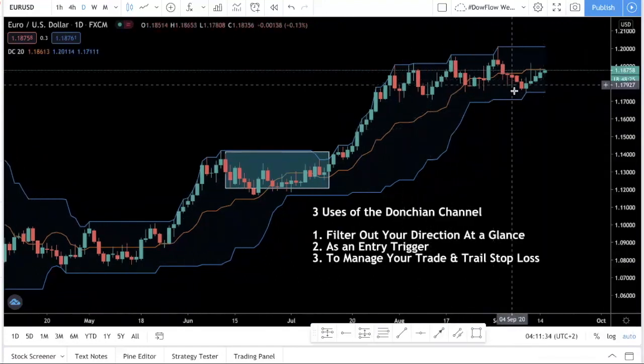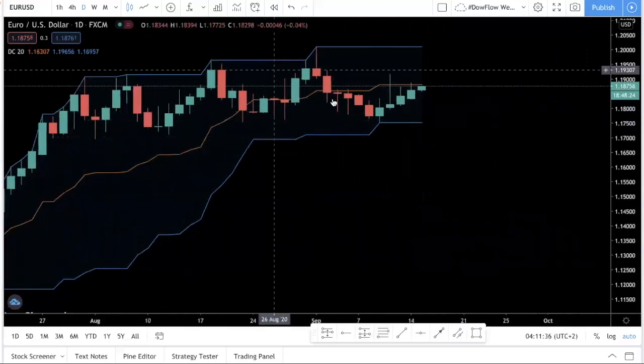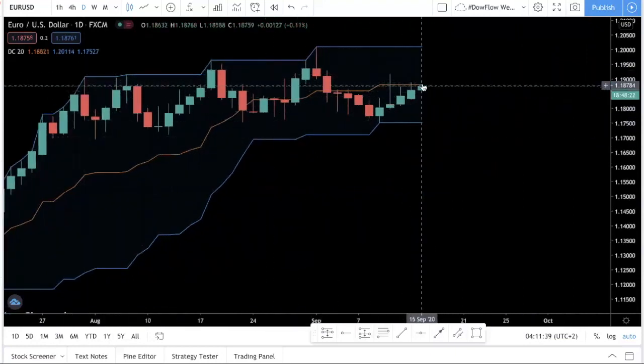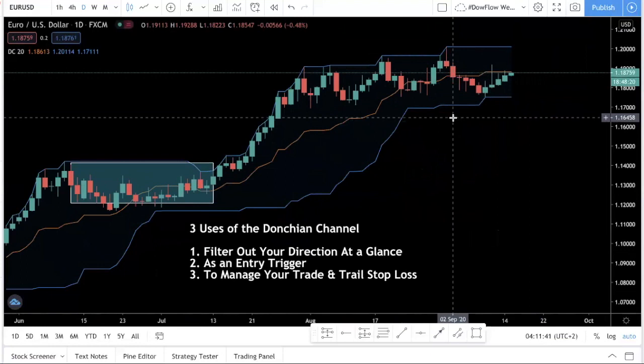Of course, in this case, we are in an uptrend, and if price is below the orange line, you would still want to be buying because the market structure tells you to buy. But this is a very good filter to tell you at a glance. This is assuming you are not too experienced yet and can't tell the market structure, so this is a good tool to use.